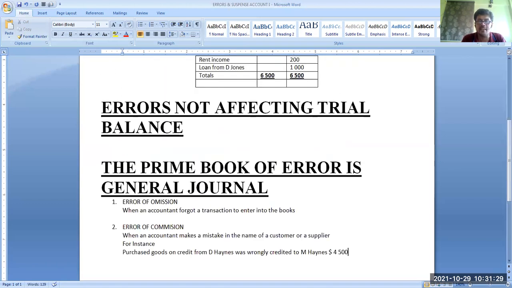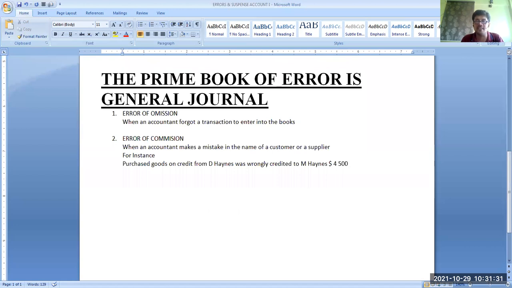Now what error have we made? Are you getting my point here? And how to rectify this error? What happened? What was supposed to happen? And how to rectify the error? This is very important. See, let me take you through an example.